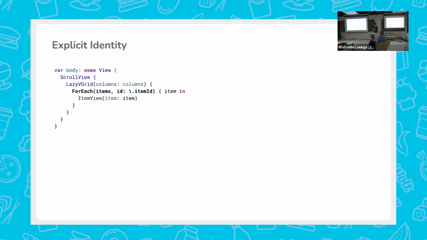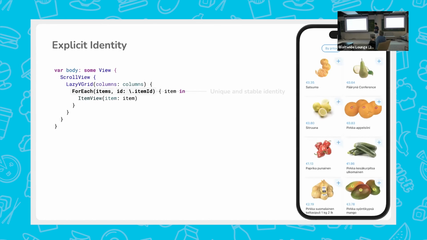So here I'm trying to display an array of items in a grid, and I'm just enumerating over the items and giving each a unique and stable identity. And now what happens is that I get a grid of 2 columns of the products. Of course, the items are just omitted there with the mocks.